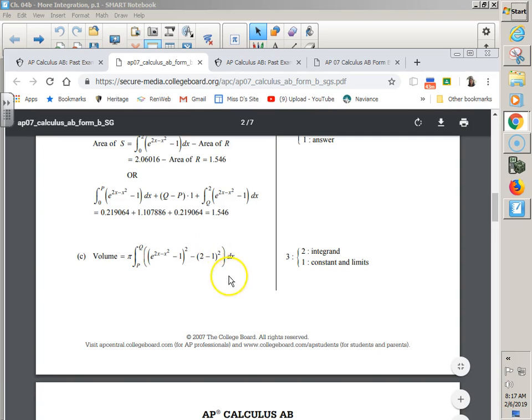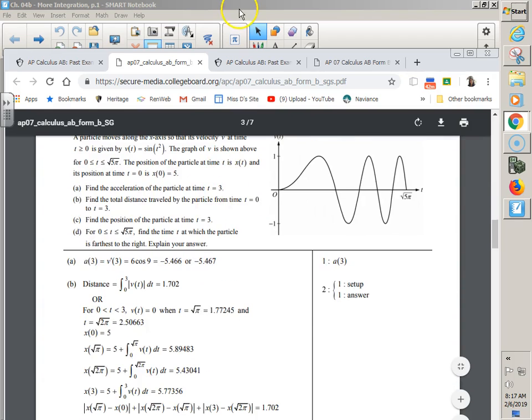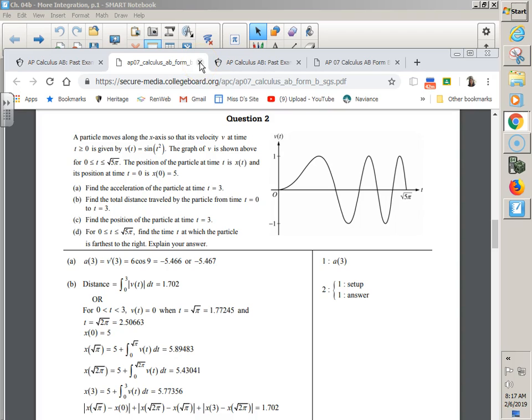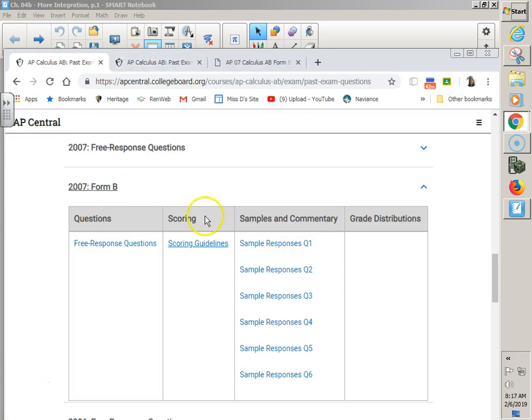If you didn't write dx, or if you didn't group with parentheses, they could take points off. But anyway, all that to say, those are the scoring guidelines. It's still kind of tricky, but if you know how to grade it and how they would grade, we could do that.